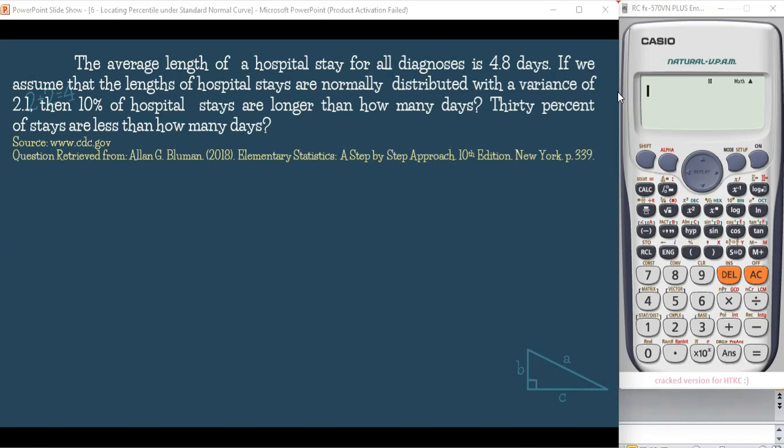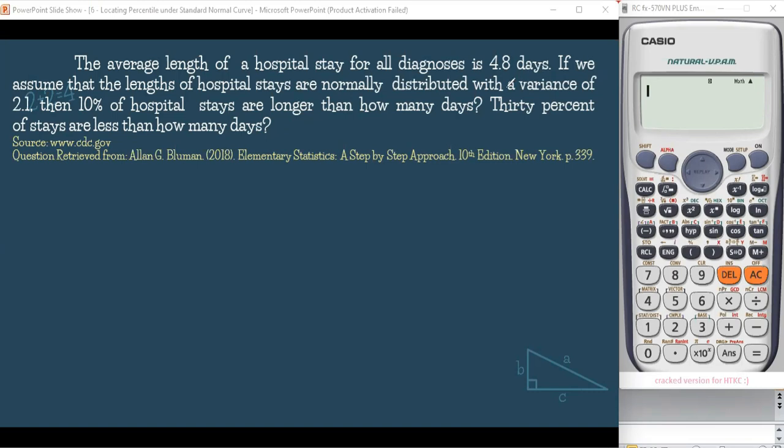So this is adapted from the book of Alan G. Bluman, year 2018, from Elementary Statistics, Step-by-Step Approach, 10th edition from New York, page 339. So actually, the original source of this question is from www.cdc.gov. However, I've extracted this question directly from the book of Alan G. Bluman. Now, adapting this problem, we are asked to find kung yun daw pong 10% of the hospital stays, paano kahabang tumatagal. So, yun po yung question natin.